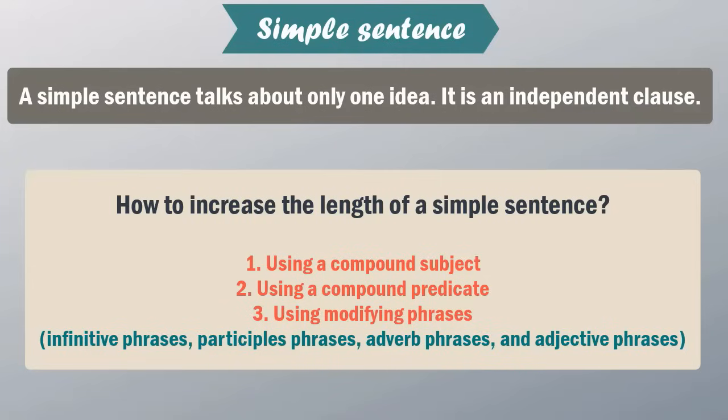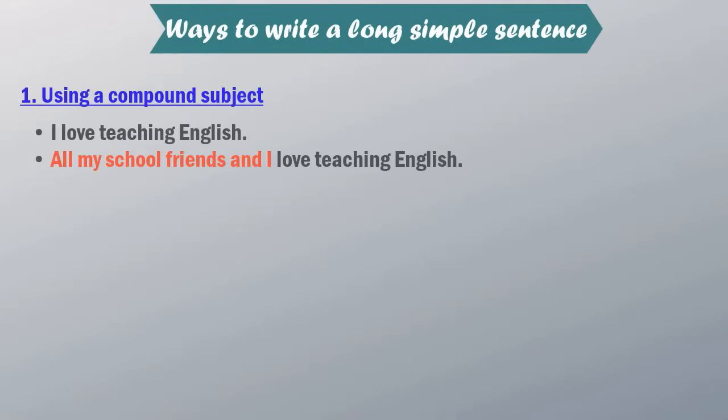You can also use modifying phrases, adjective phrases, adverb phrases or participle phrases that will help you make your simple sentence longer. Let me show you examples. I love teaching English. All my school friends and I love teaching English. It became a little longer, right? All my school friends and I is the compound subject, and that's making the sentence a little longer. If you still want to increase the length, you can add more items in the subject. You can say my school friends, my college friends, and I love teaching English. So that's one way to make a simple sentence longer.